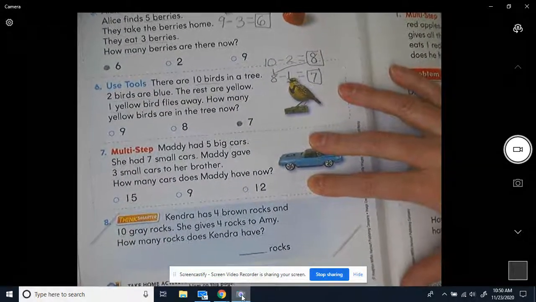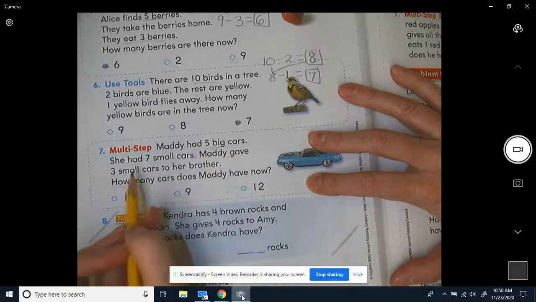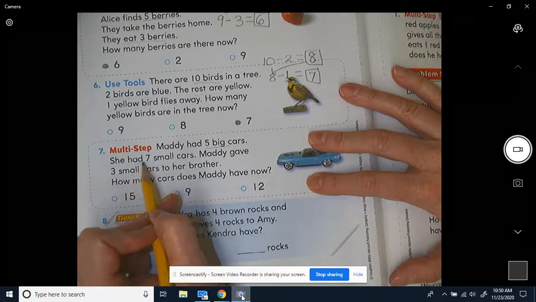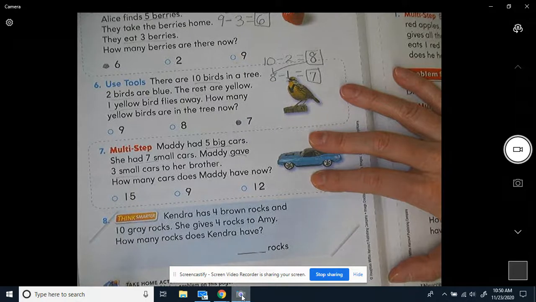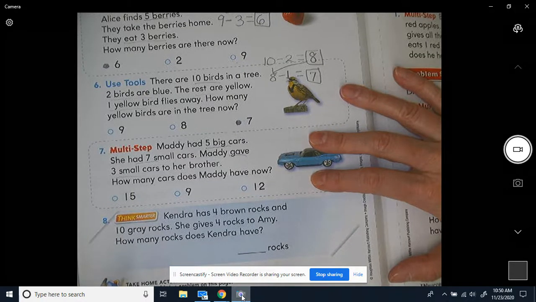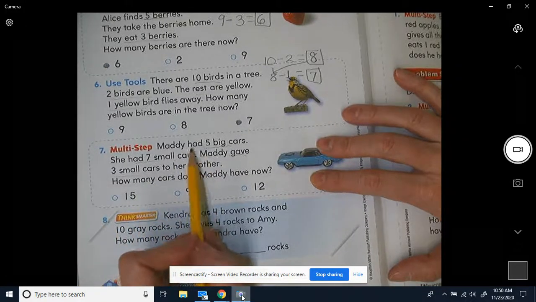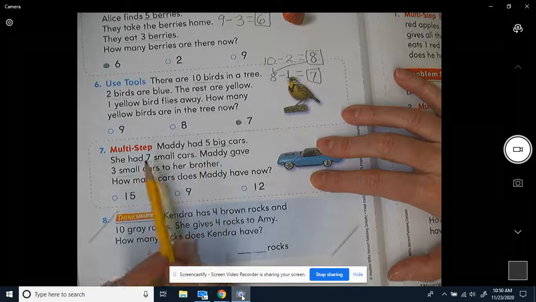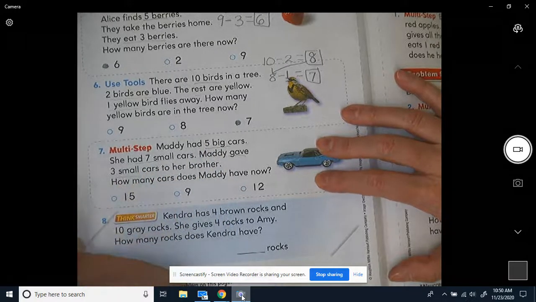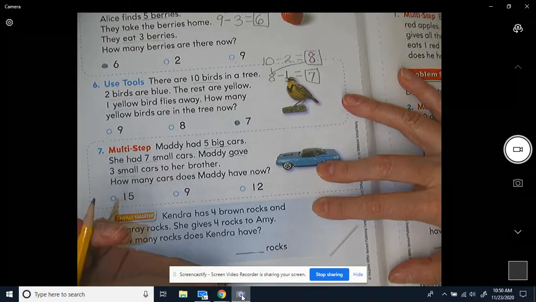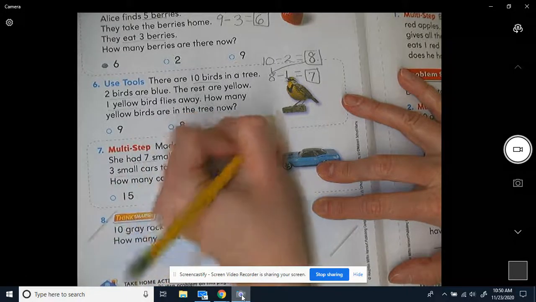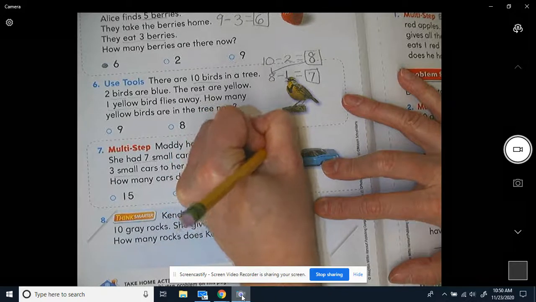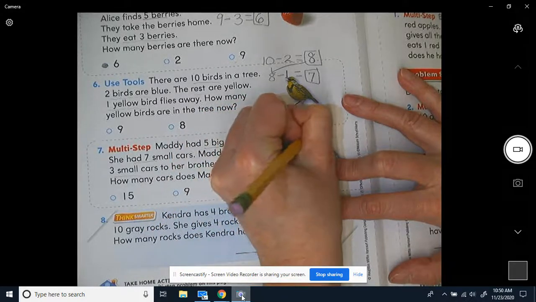Number 7. Maddie has 5 big cars. She had 7 small cars. Maddie gave 3 small cars to her brother. How many cars does Maddie have now? Well, we're going to be doing 2 steps again, aren't we? So first of all, we need to figure out how many cars Maddie has before she gives any away. She has 5 big cars, okay, and 7 small cars. So if I want to find out how many that is altogether, I'm going to add those, aren't I? So I'm going to do 5 plus 7 equals something.